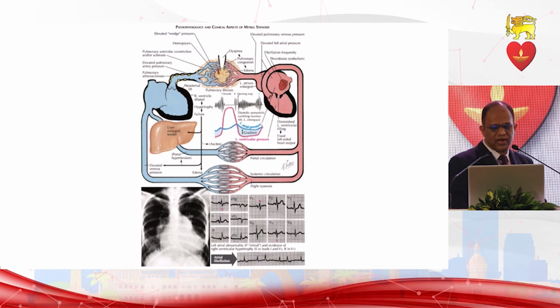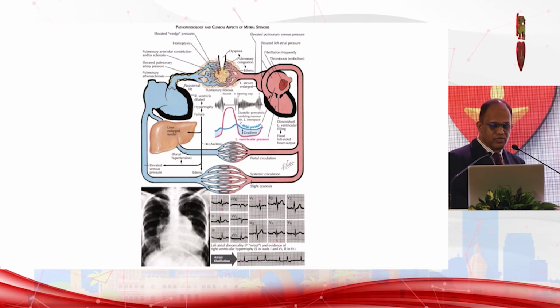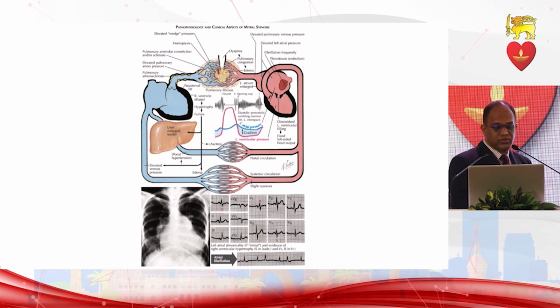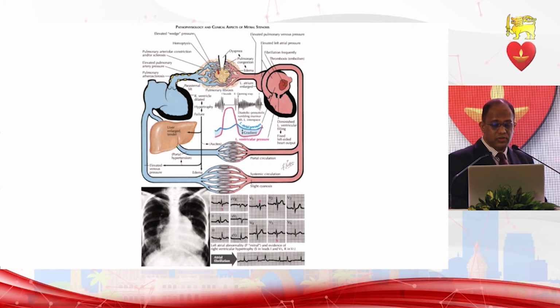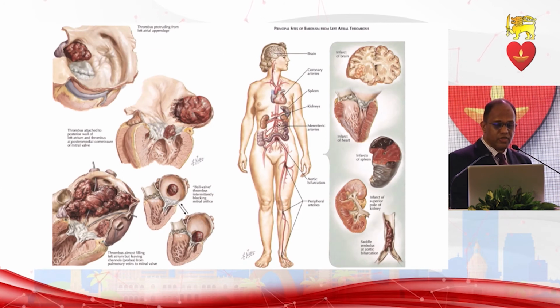So this is just a diagrammatic representation of what we have been talking about, and you can see the chest X-ray gives the clue. The chest X-ray shows evidence of cardiomegaly, especially the left atrium getting enlarged, and the ECG can give clues. Sometimes it can show atrial fibrillation, because the atria is getting enlarged and starts functioning very erratically, and the ECG can give the clue to the chamber enlargement. So these are the pathophysiological effects of mitral stenosis.